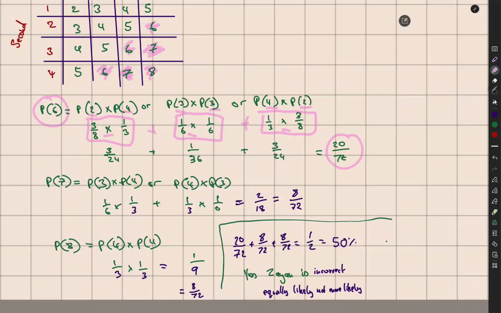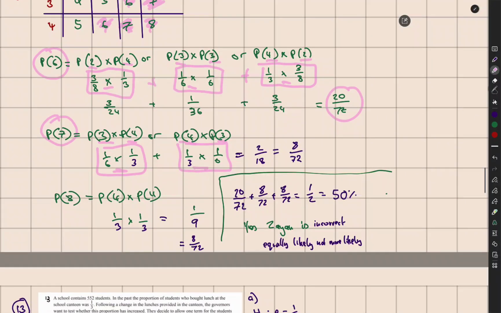This same thing could be done when we look at ways of obtaining a score of 7, which could be a 3 first and a 4, or a 4 first and then a 3. And likewise, we do the exact same thing by adding up the ways that this could happen, this or this. And lastly, 8 can only happen one way, and that's if you get two 4s. So again, it's going to be 1/3 times 1/3 for the probability of that happening. When you add all these together, you get half, which is 50% chance.